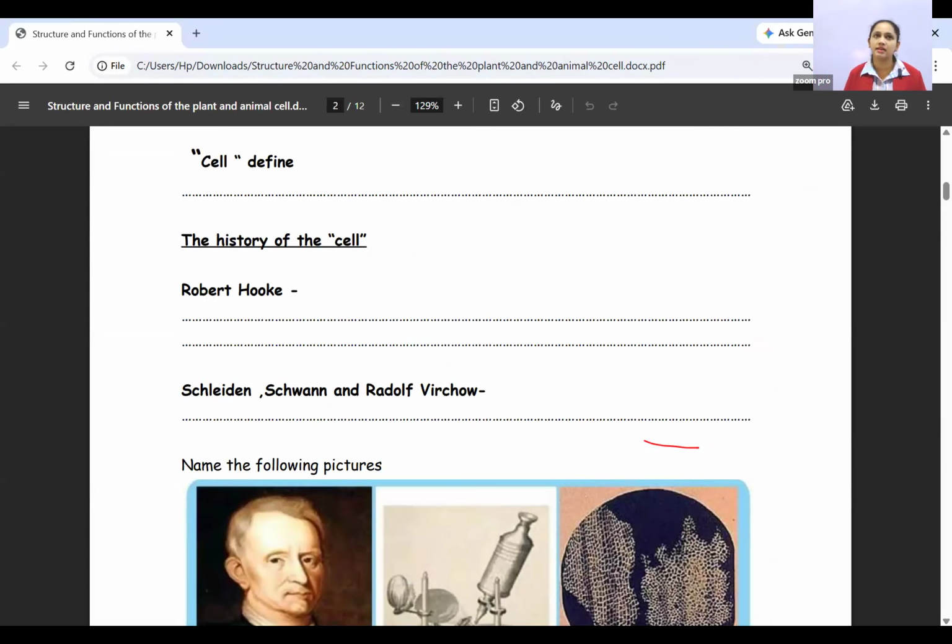What do you mean by a cell? You have learned that in the lower grades. In those grades, what have you learned today? What's the meaning of the word cell? Yes.